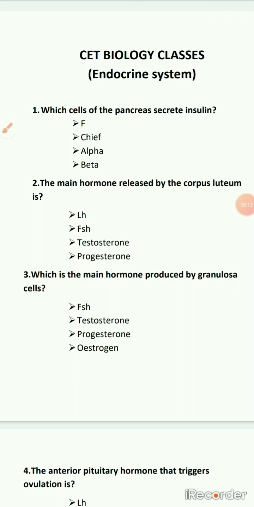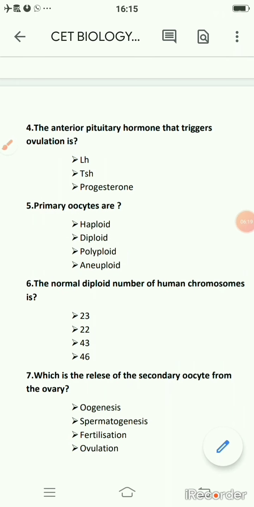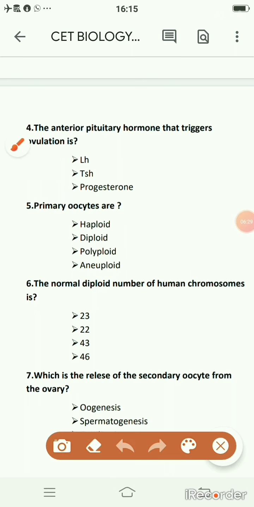Fine. Okay, let's move on to the next question. The anterior pituitary hormone that triggers ovulation is... and the first option is LH. LH is luteinizing hormone. It is a hormone produced by the gonadotropic cells in the anterior pituitary gland. In females, an acute rise of LH triggers ovulation and development of the corpus luteum. So this LH is the right answer.